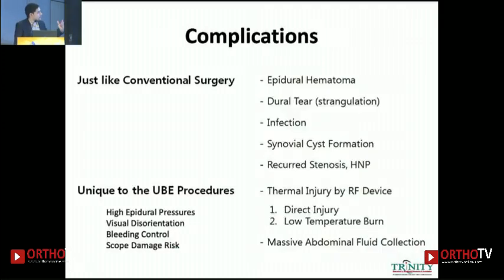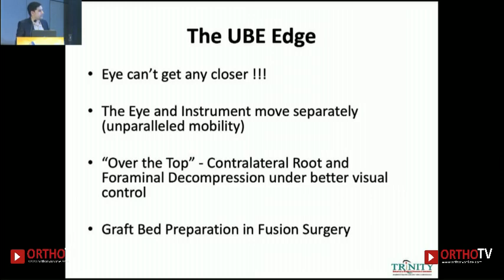You can land up with a number of complications, but what is unique to UBE is that there can be thermal injury from the radiofrequency device. If you have a lot of fluid and you're doing a paraspinal approach, you can land up with a massive abdominal fluid collection. If the inflow-outflow is not balanced, you can have high epidural pressures that can lead to visual disturbance and posterior neck pain. You have to control bleeding, and the burr always has an inherent risk of damaging your scope. But the edge which it scores over all other techniques is that your eye can't get any closer.